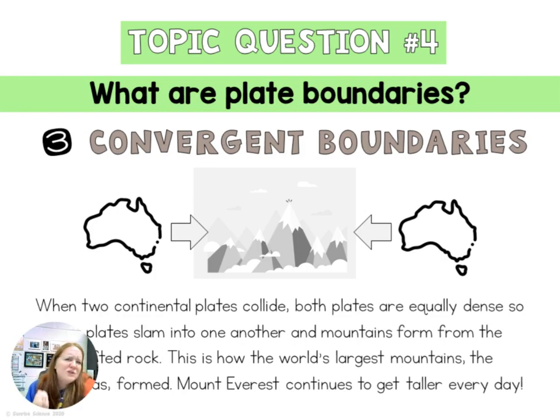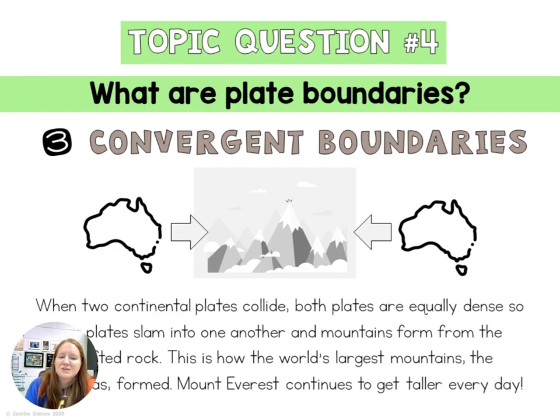Now, what happens if you have 2 continents collide? Ba-bam! All right. So you've got 2 continents colliding. Well, they're the same density. So what are they going to do? They're going to start pushing and forming upwards and upwards and upwards. And that right there is how we have the Himalayan mountains. So when 2 continental plates collide, both plates are equally dense. So the plates slam into one another and the mountains form from the uplifted rock.